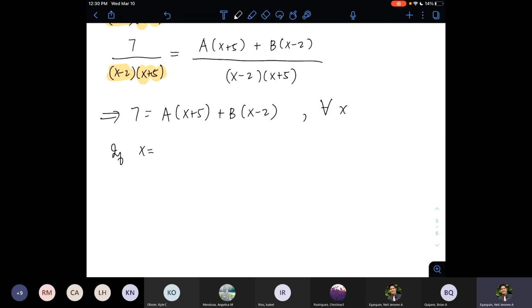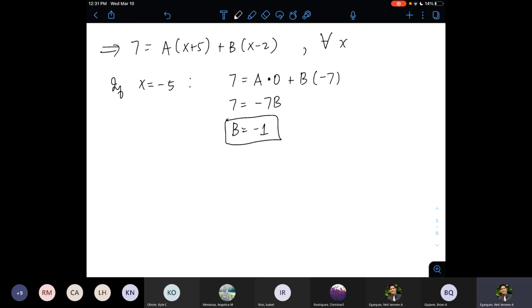Say, I can let x be equal to -5. Why do I want to let x be equal to -5? Because if that happens, then if I plug in -5 into the x's in the previous equation, I'm going to have 7 equals A times -5 plus 5, that's going to be 0. And then A will be gone from the picture, right? But for B, we'll have B times -5 minus 2, which gives -7. And so we'll have 7 equals -7B. Solve for B, you get -1.